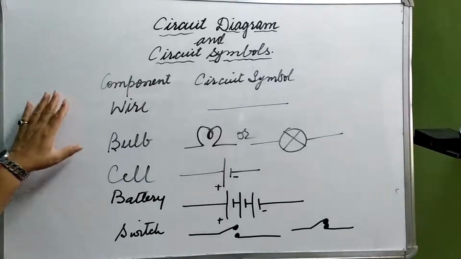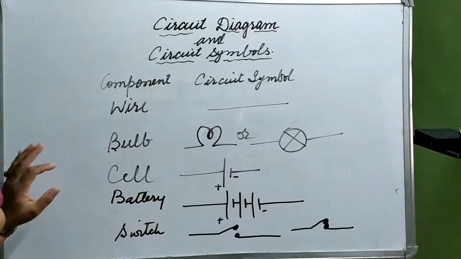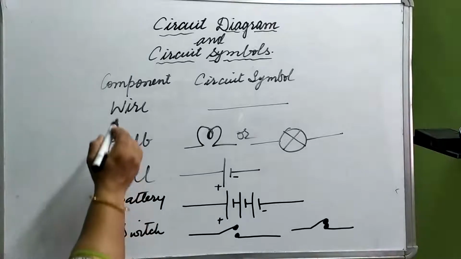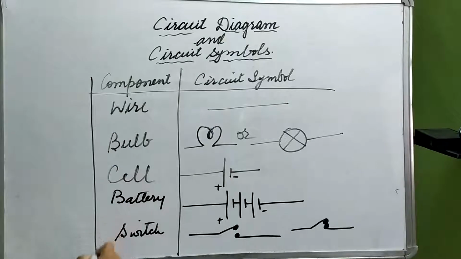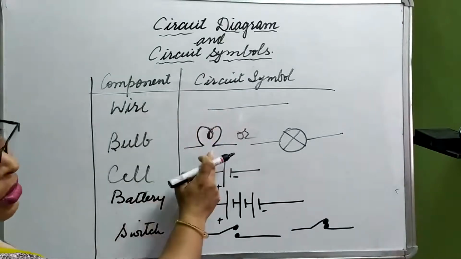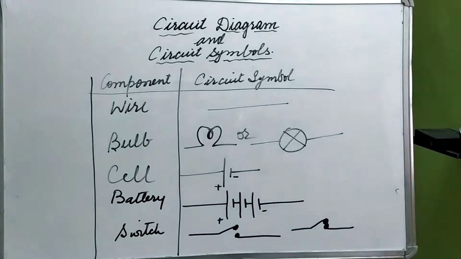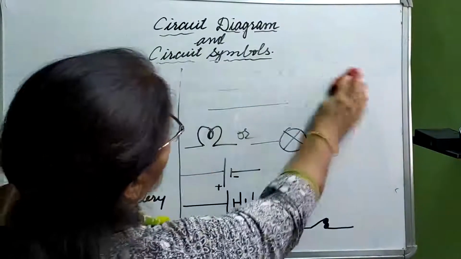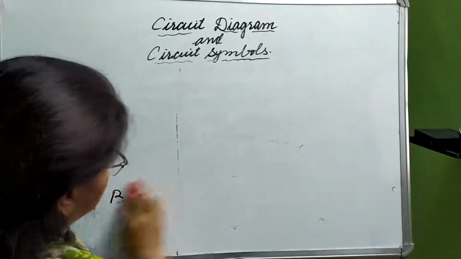The representation of the components in a circuit symbolically, through symbols. So what are the various components that we have discussed? Wire, bulb, cell, battery and switch. I hope the things are clear to everyone. Now let us draw some circuit diagrams using the symbols.